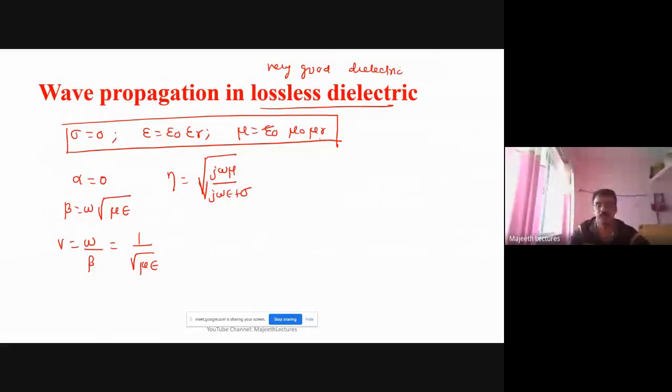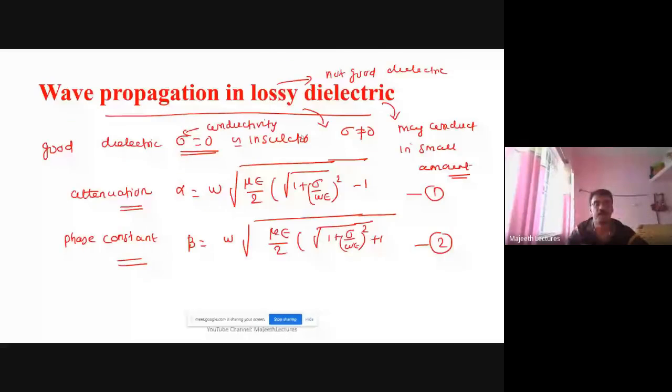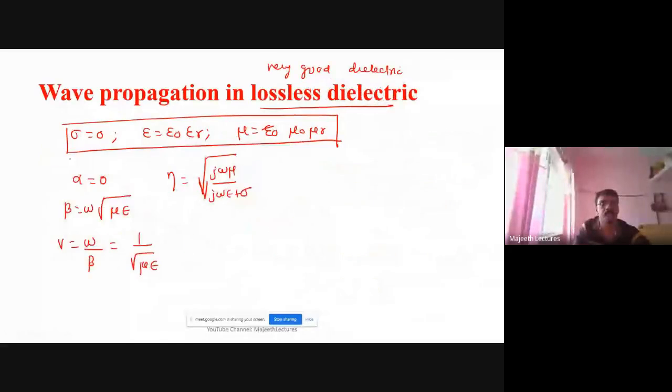How it has come, let us see. What is lossy dielectric attenuation? Attenuation is omega root of mu epsilon by 2, root of 1 plus (sigma by omega epsilon) whole squared minus 1. Lossless means sigma is equal to 0. In this equation, when sigma is 0, this will be cancelled, so 1 minus 1 is 0. So alpha is equal to 0. That's the attenuation in a good dielectric. Clear?